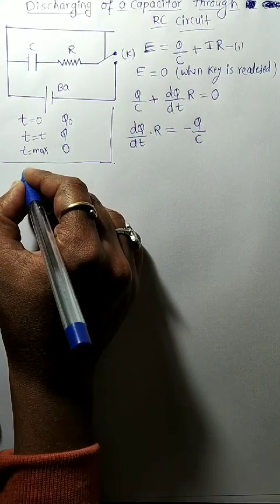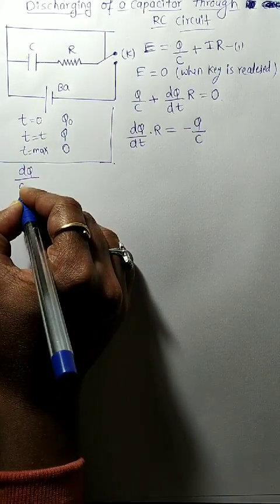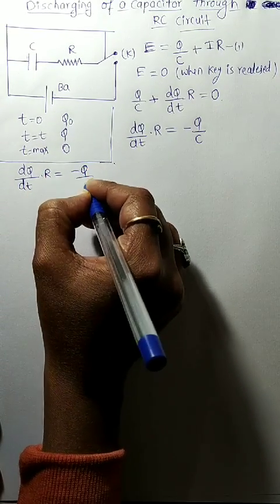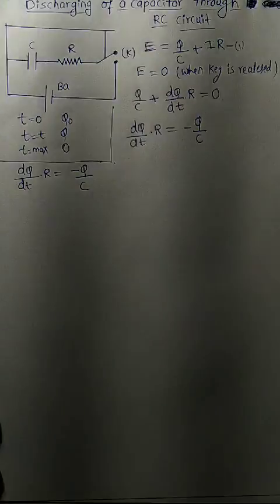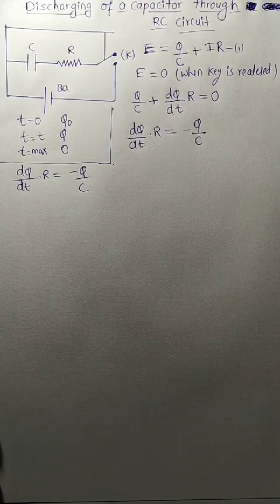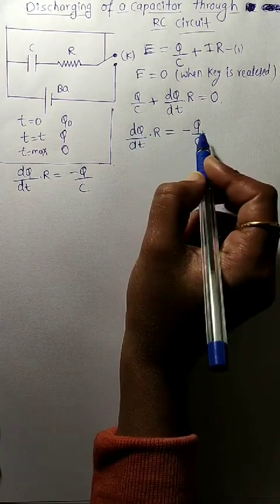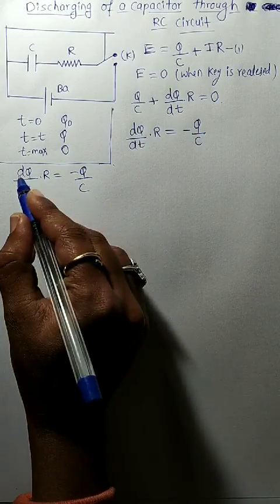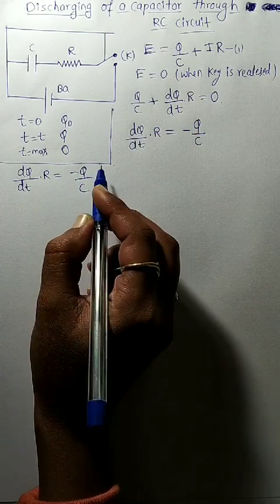So dq divided by dt into R is equal to what? Minus q by C, the value we got. Okay, so just substituting the value of I and transferring this equation to this side. Now I'll put the q terms on one side and the other terms on the other side.